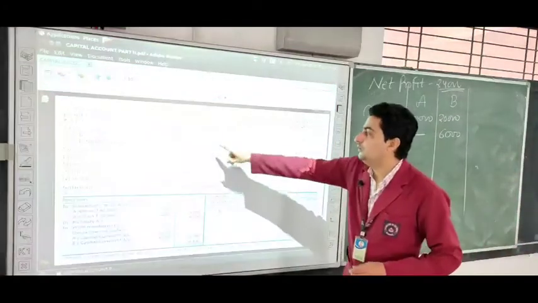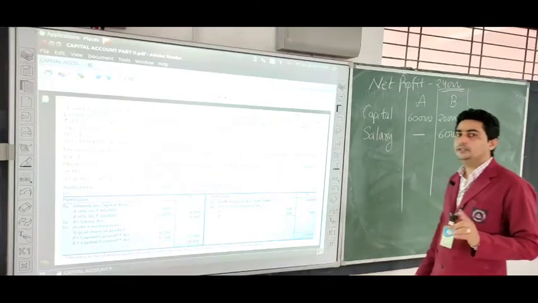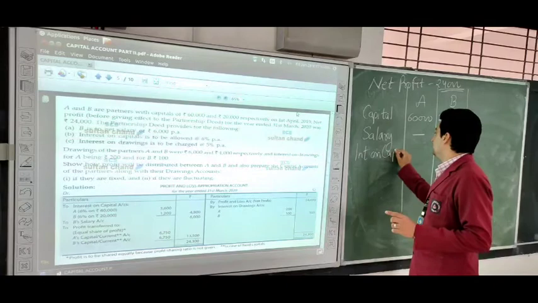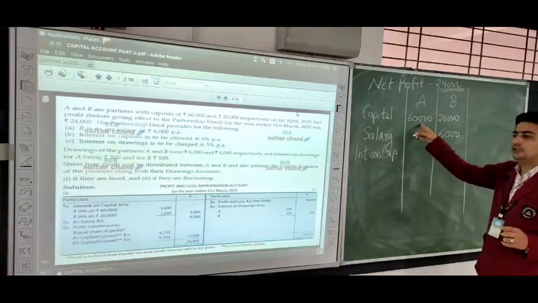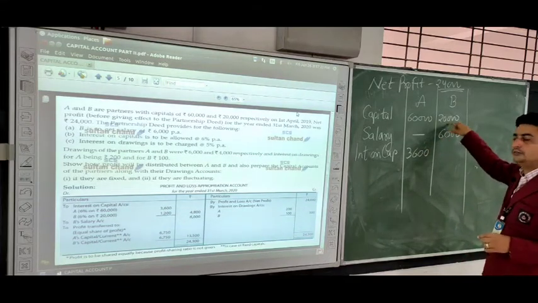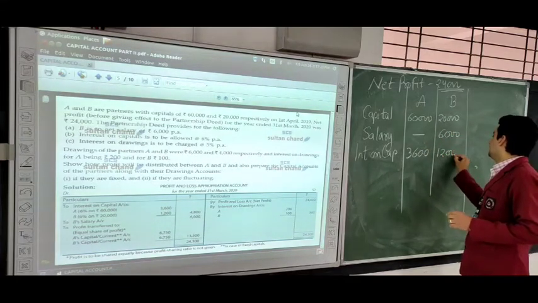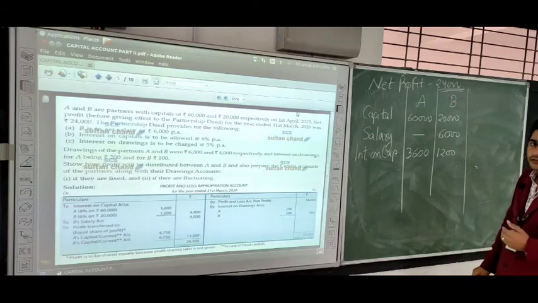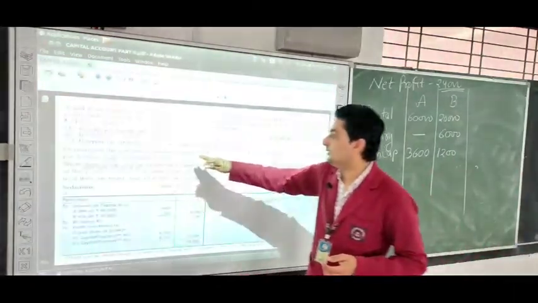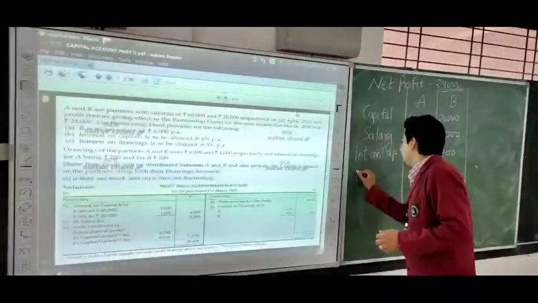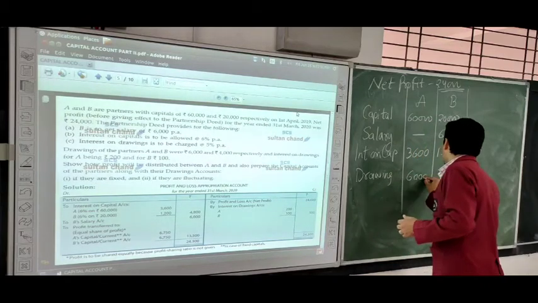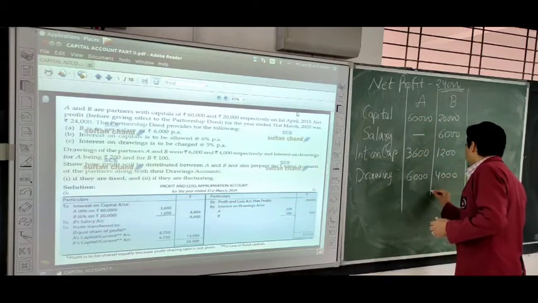Interest on capital is to be allowed 6% per annum. So we'll write interest on capital: 6% of 60,000 will be 3,600, and 6% of 20,000 will be 1,200. So this will be your interest on capital. Okay, students. Now, drawing of the partners A and B were 6,000 and 4,000. So drawing will be 6,000 and 4,000.